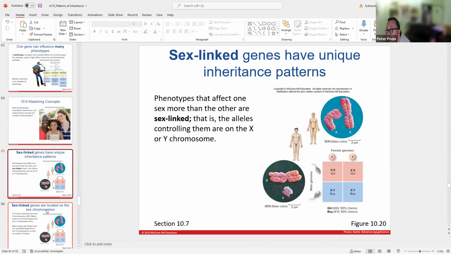Sex-linked genes have unique inheritance patterns. Sex-linked genes are always, in your case, on the X chromosome, and that's true like 99% of the time. Females have 2 X chromosomes, males only have 1 because males have a Y.